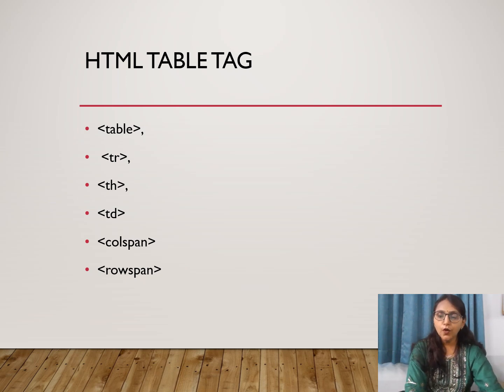What is the use of row span and col span? Somehow in the table, if I want to merge two columns or two rows, at that time we can use col span and row span. Col span can join or merge more than one column at a time. Similarly, row span can join more than one row at a time. So these are some basic tags that we can use to create the table in HTML.